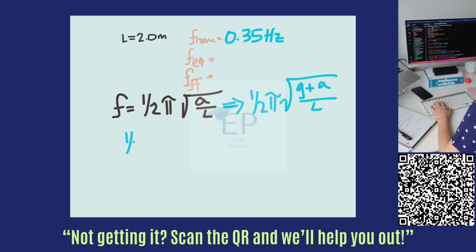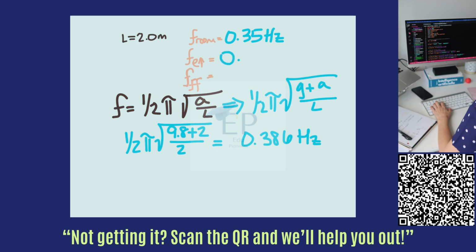So we're going to have 1/2 pi times the square root of 9.8 plus 2, because we're told the elevator is accelerating upward at a rate of 2 meters per second squared, and have that over 2. And that's going to give us a value of 0.386 hertz. So moving up in the elevator, our frequency is 0.386 hertz.